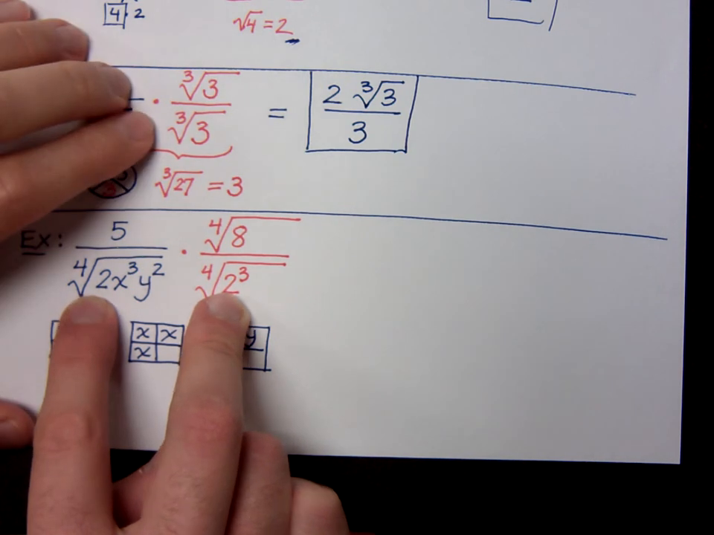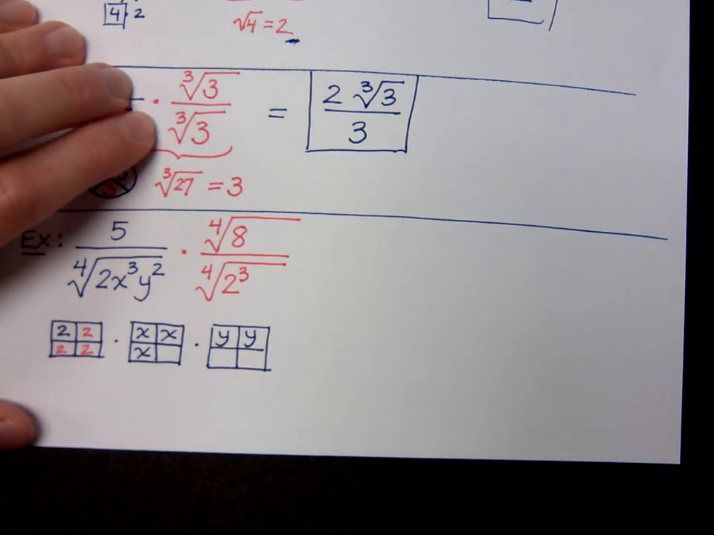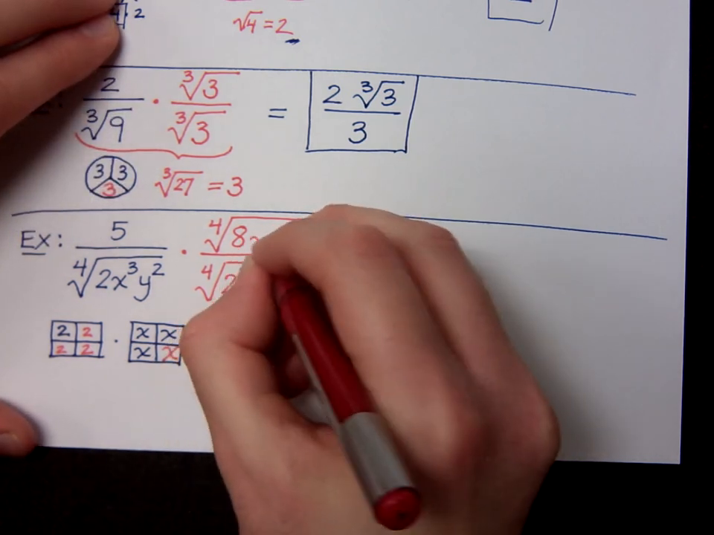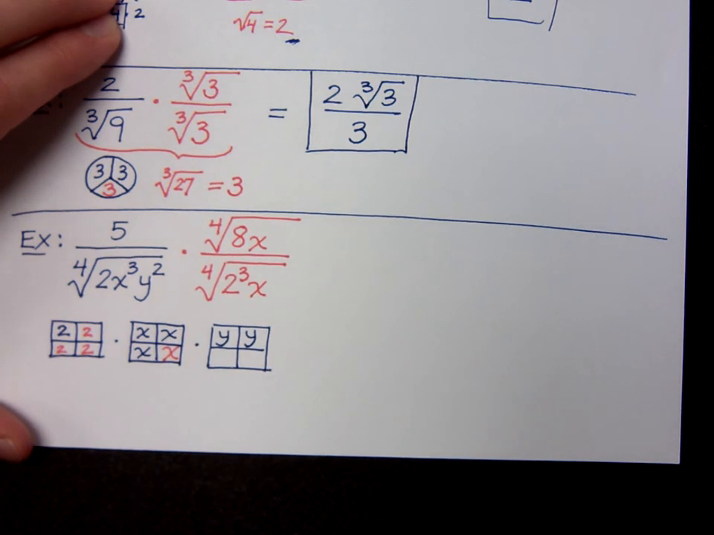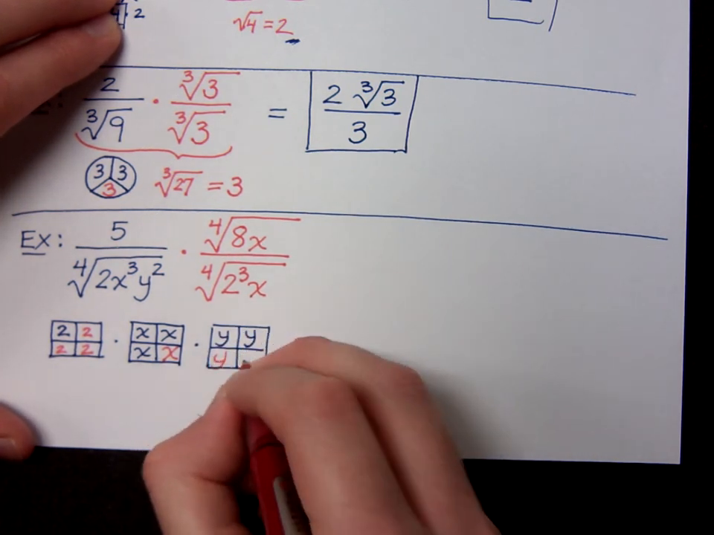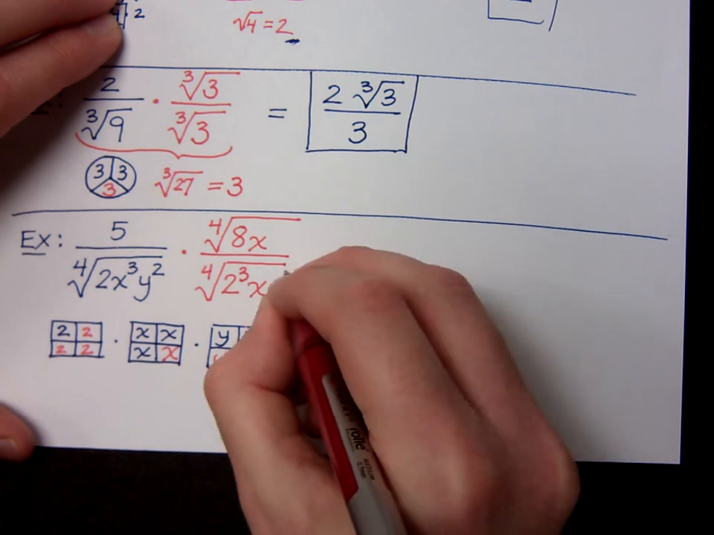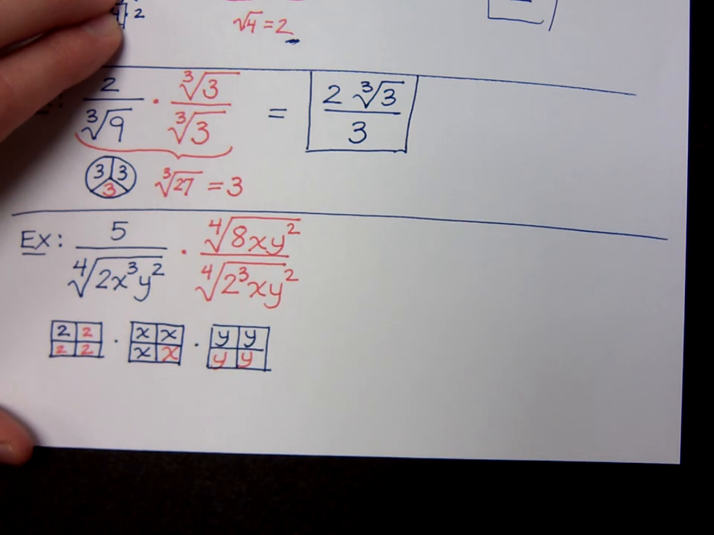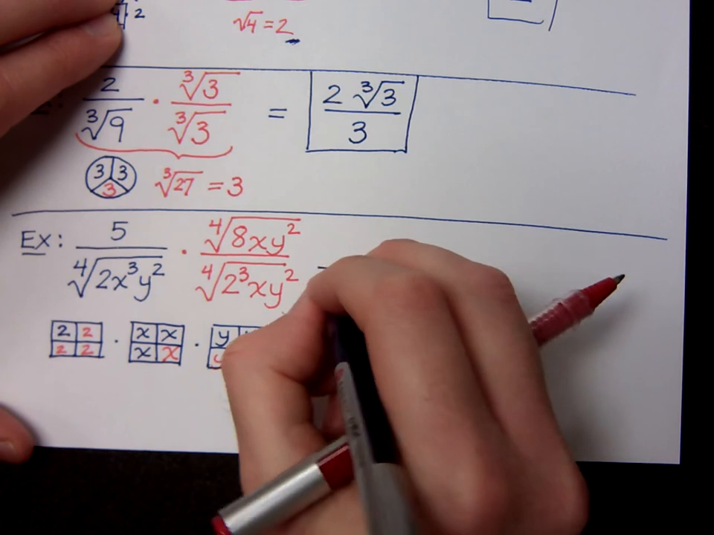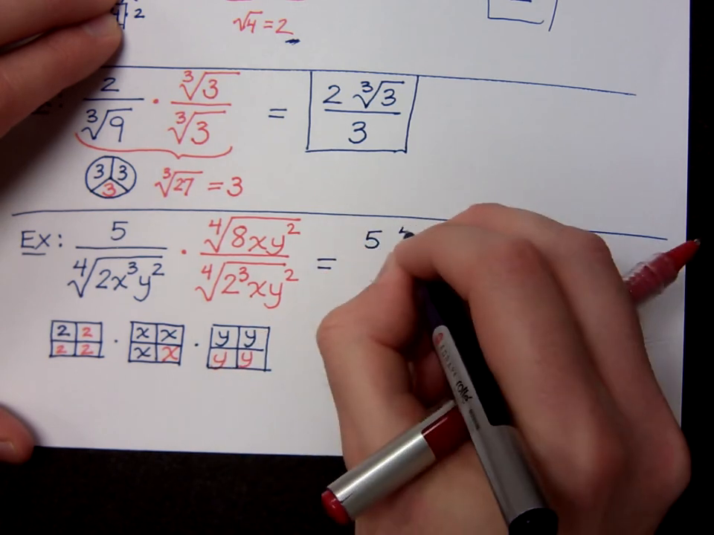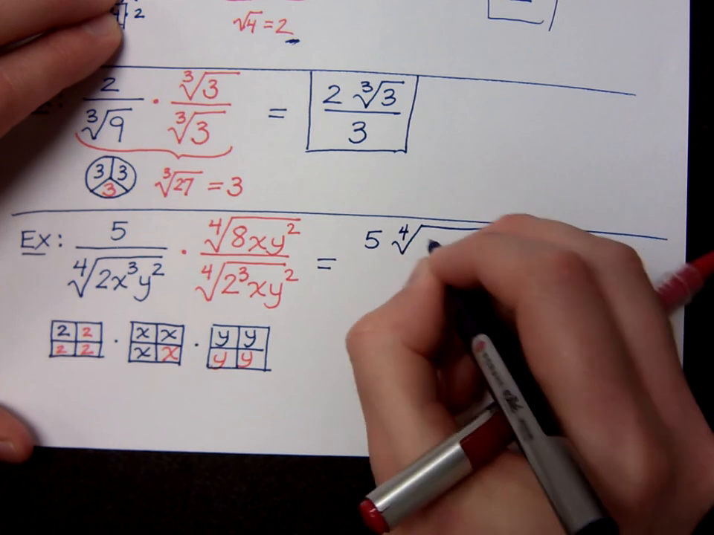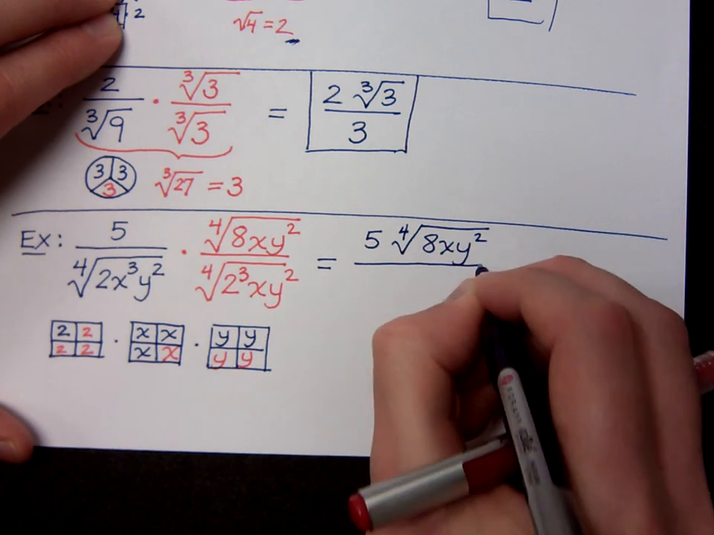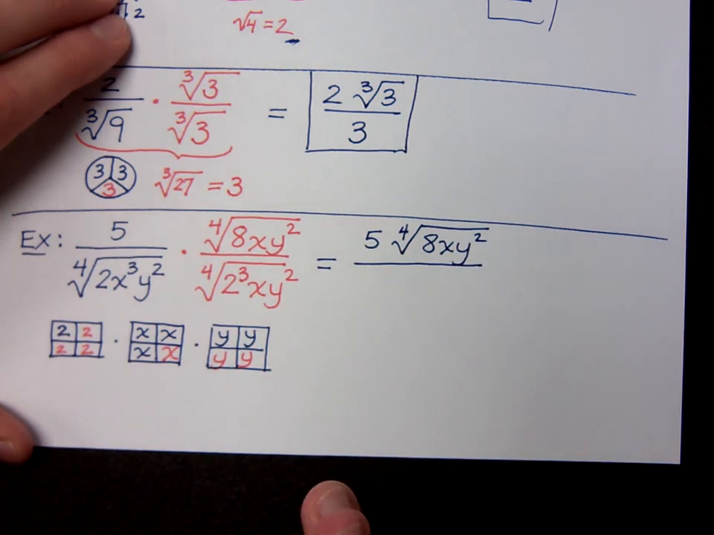4. Now, how many factors of x am I missing? I'm missing one factor of x. I'm going to put that in both the denominator and numerator. How many factors of y am I missing? So I'm missing y squared here. Do you agree with that? So look what happens here. In my numerator, I simply get 5 times the fourth root of 8 x y squared over, and I'm going to show you this next step, and there's a lot of different ways you can write this.